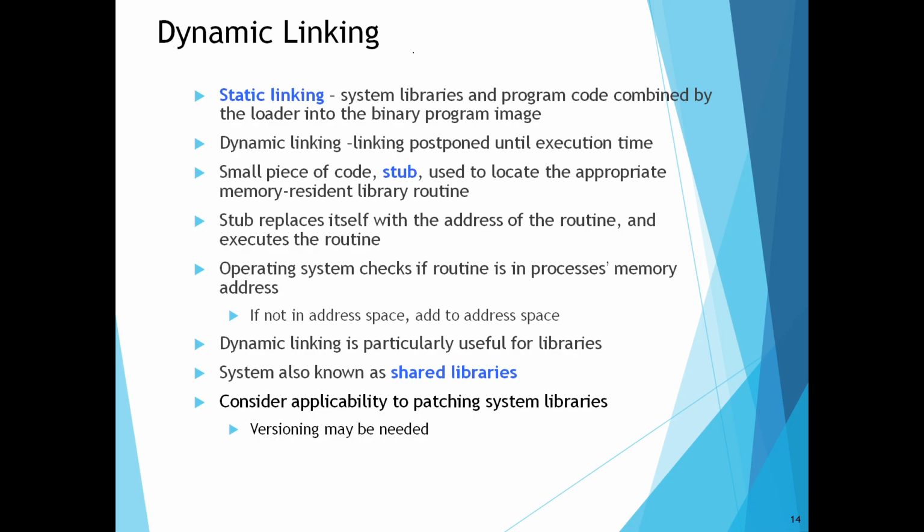And dynamic linking. What is dynamic linking? We have two different types of linking, static linking and dynamic linking. Static linking means system libraries and program code are combined by the loader into the binary program image. Dynamic linking means linking is postponed until execution time. Here we use a small piece of code, that is a stub, which is used to locate the appropriate memory resident library routine.